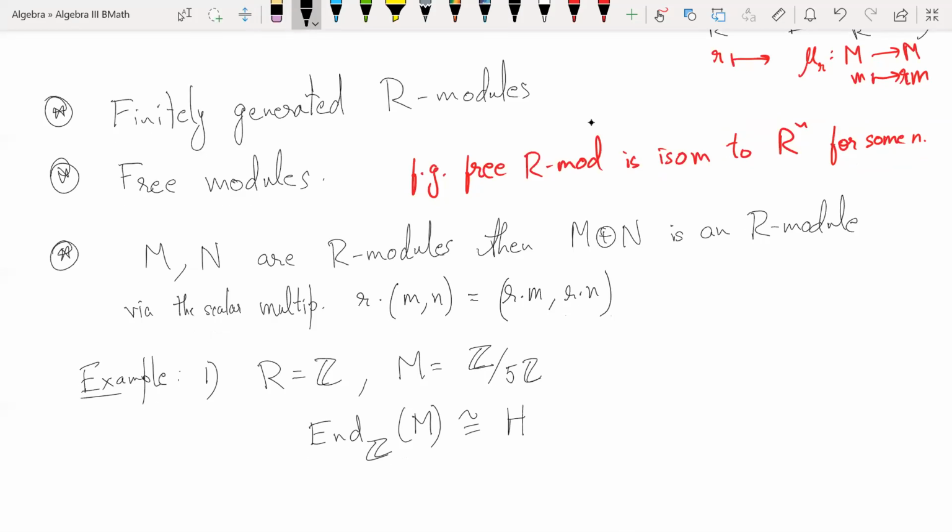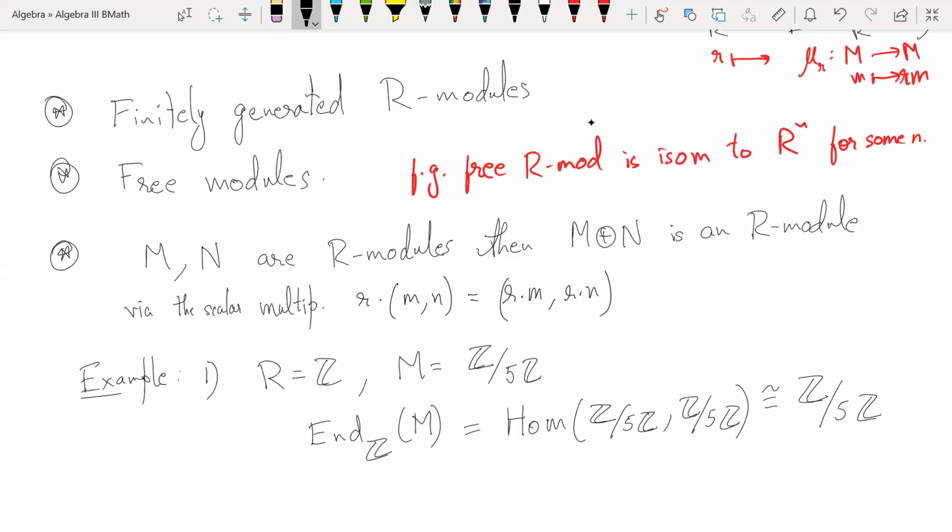This is the same as, so maybe the first thing is an equality. Hom_R(Z/5Z, Z/5Z), and you can put a Z here, so it doesn't change anything. And this is isomorphic to Z/5Z. What is the isomorphism?